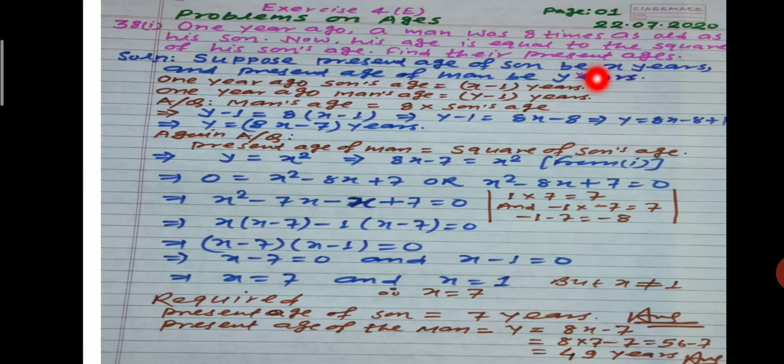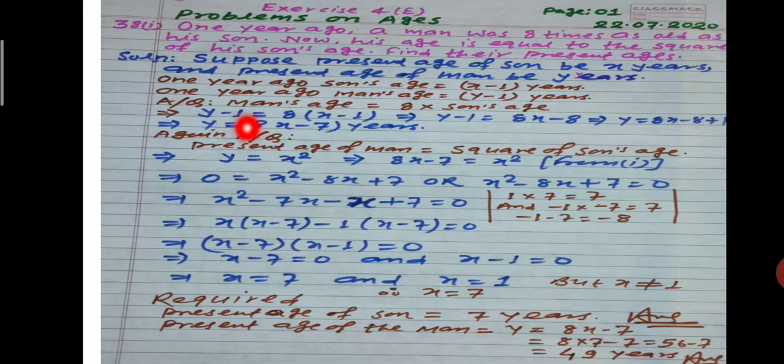Suppose present age of son be x years and the present age of man be y years. 1 year ago son's age will be x minus 1 years, and 1 year ago man's age will be y minus 1 years. According to question, man's age 1 year ago is equal to 8 times the son's age 1 year ago. That means 1 year ago age of man is y minus 1, and 1 year ago son's age is x minus 1.